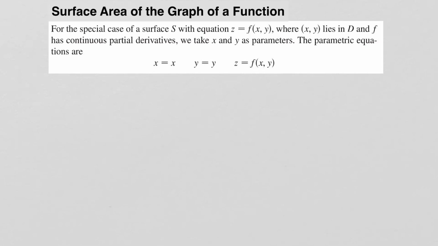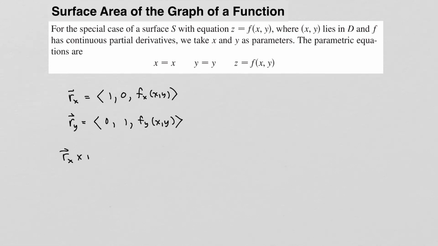And so if I want to get the surface area, I need to get Rx and I need to get Ry. And so Rx is going to be (1, 0, fx of x, y), and Ry is going to be (0, 1, fy of x, y). And now if we take the cross product of these two vectors, we are going to get (negative fx of x, y, negative fy of x, y, and 1).